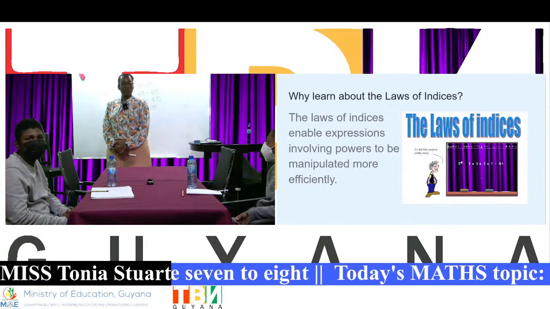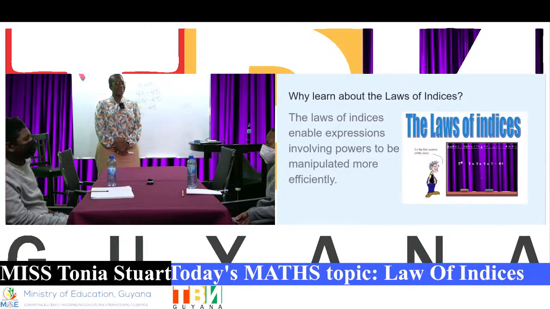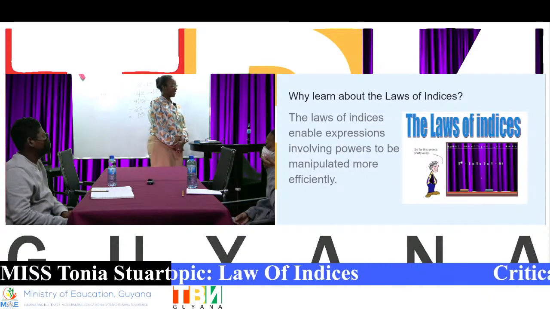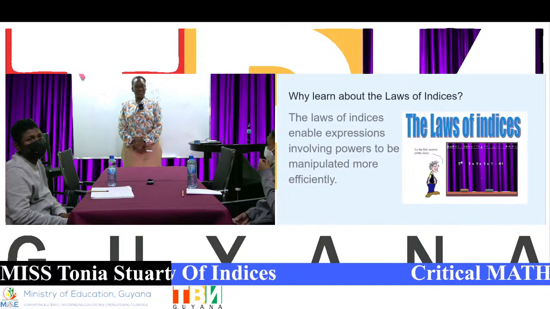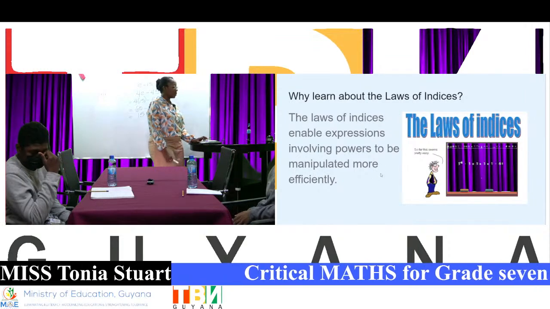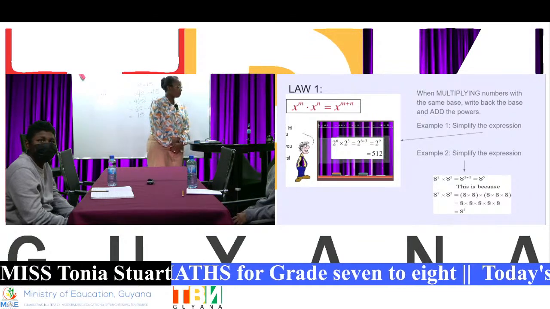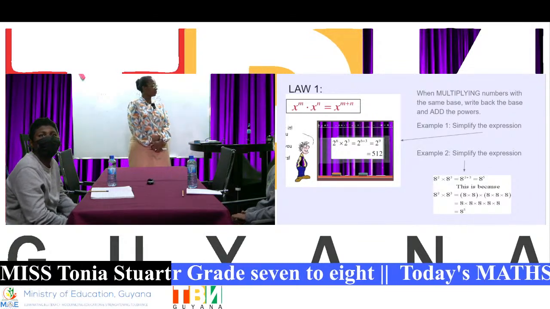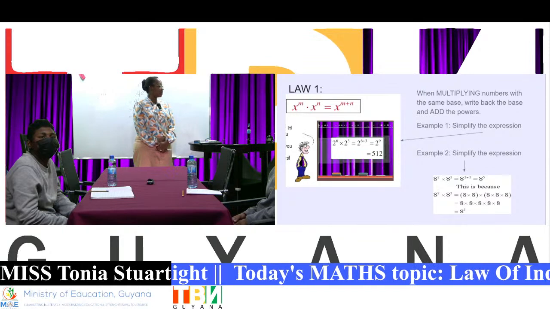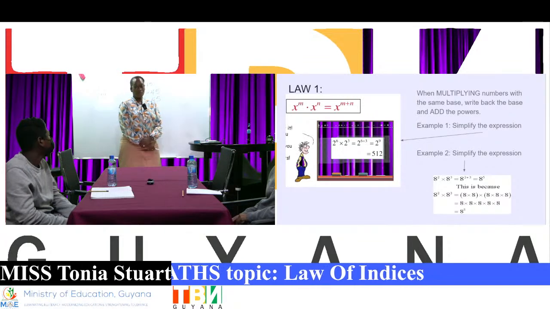3 by 3, 3 multiplied by 3 is? 9. 9 by 3, 9 3s, 27. And then 27 by 3 will give us the 81, right? So that is how, from expansion, expanding our indices. So let's look at this example. Shamar? Law 1. When multiplying numbers with the same base, write back the base and add the power. All right, so if you look at the x to the m power, the m represents any number or any value.